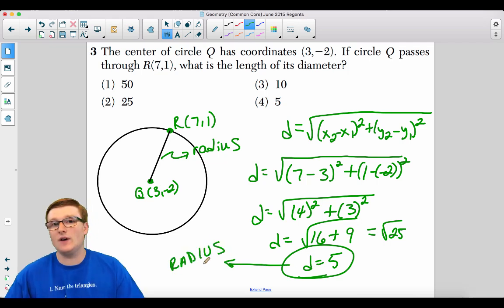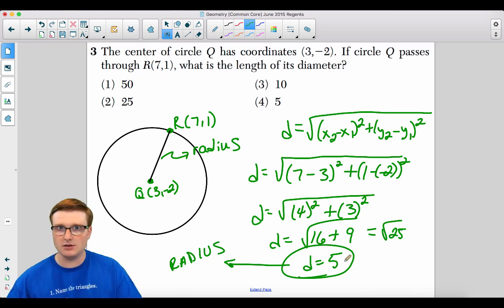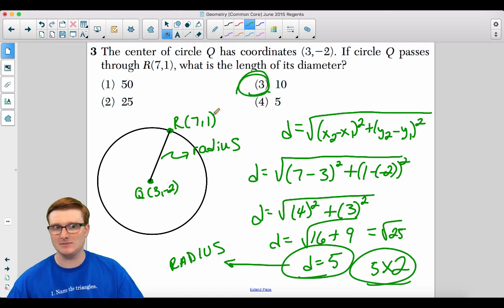Now, to find the length of the diameter, we need to take the radius length and multiply it by 2, because a diameter is double the length of the radius. So your diameter is going to be 5 times 2, which is going to be choice 3, 10.